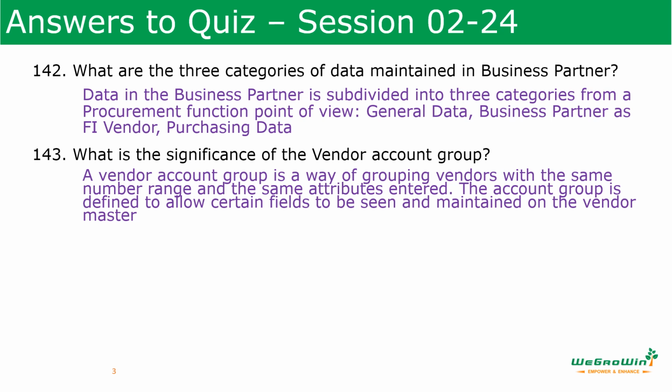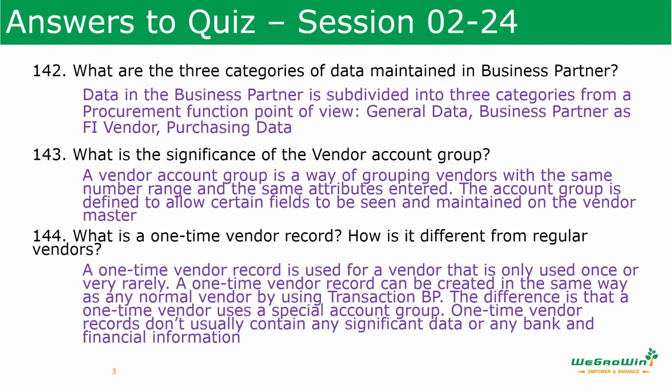What is the significance of vendor account group? A vendor account group is a way of grouping the vendors with the same number range and with the same attributes entered. The account group is defined to allocate certain fields to be seen and maintained on the vendor master.